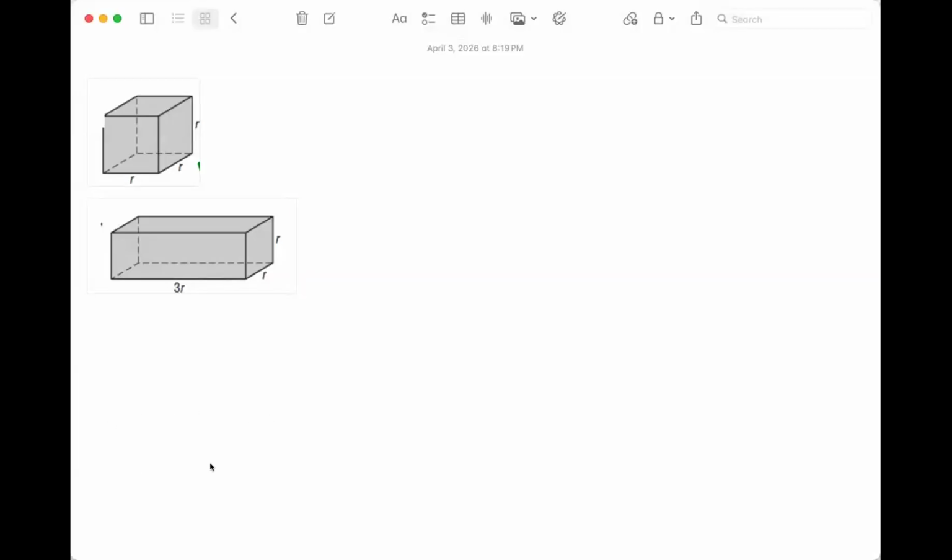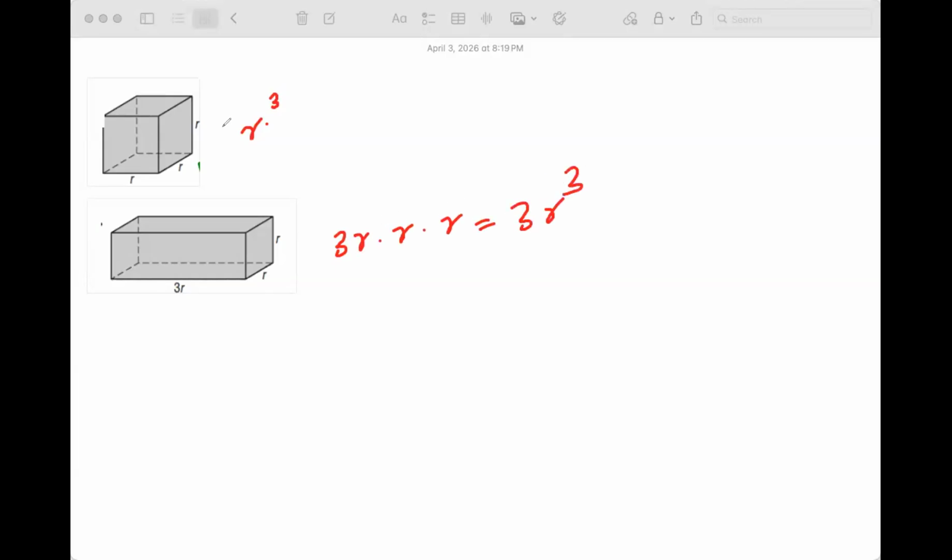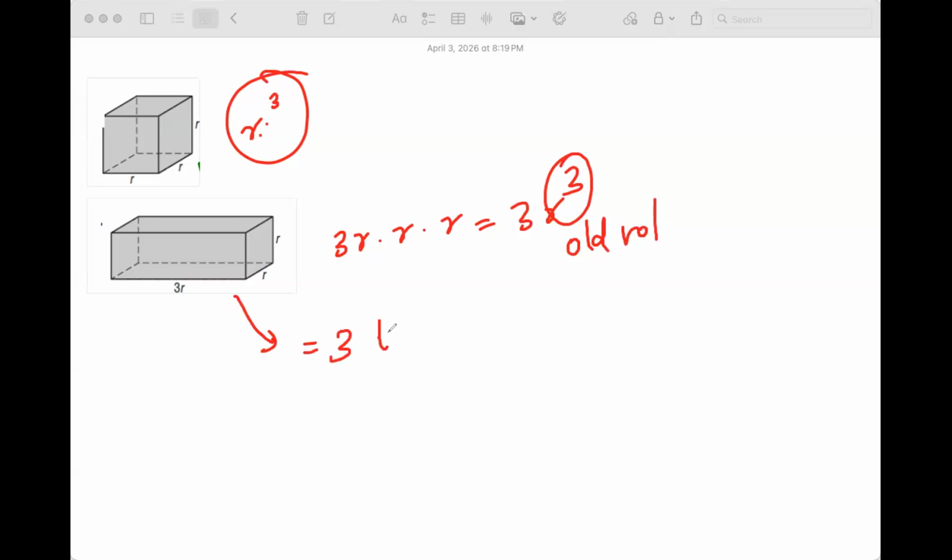So here when you think about it, this is r times r times r, so the first one is r cubed. This one is 3r times r times r, 3r cubed. So when you compare, r cubed is the old volume. So this is equal to 3 times the volume of the other one. This is the comparison I wanted you to make. So let's go ahead and try this one.